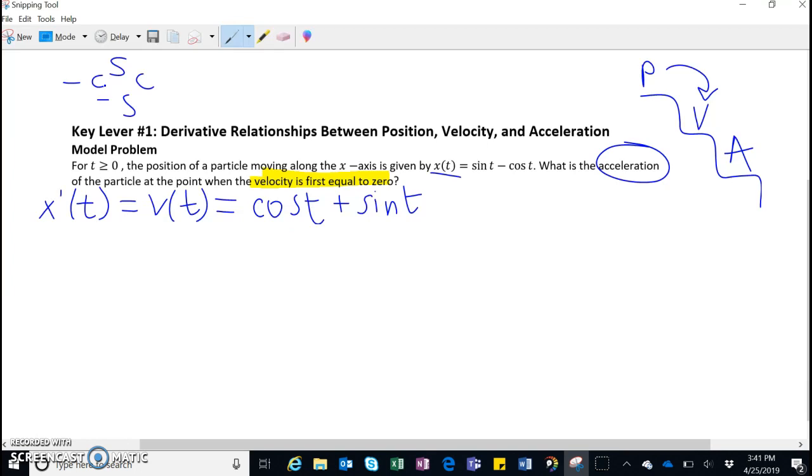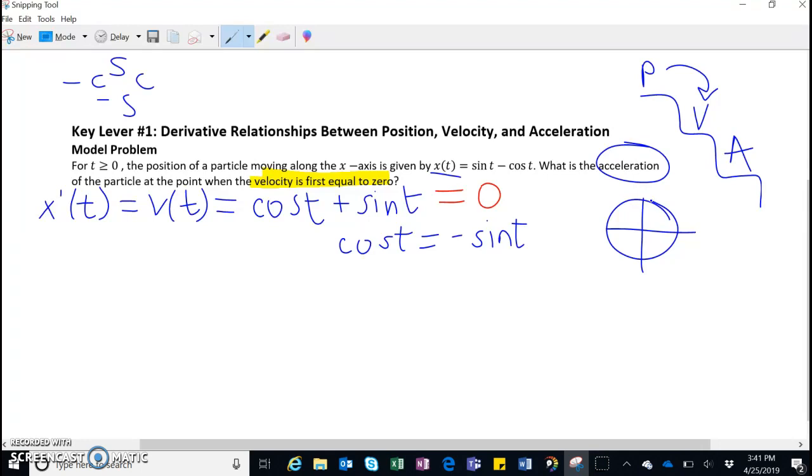So I want to know when that velocity is first equal to 0. So I'm going to set that equal to 0 and attempt to do some solving. This is a trig equation, so it's kind of more complicated. So I'm just going to set cosine of t equal to negative sine of t, and see if I can reason my way through this using my unit circle. My circle from pre-cal kind of helps me to identify the solution to this problem.